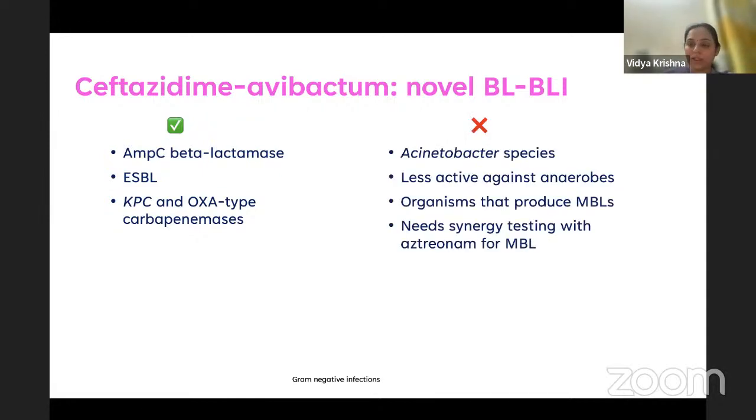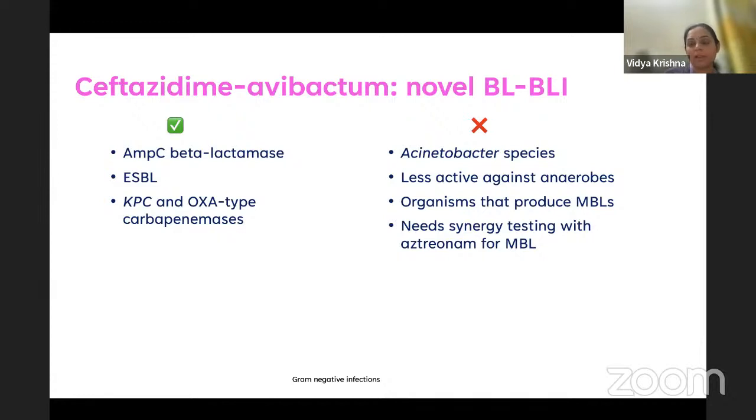It doesn't have action against Acinetobacter. It doesn't have action against anaerobes, so you have to give added cover. And it doesn't have action by itself on metallo-beta-lactamases, so you will have to combine it with aztreonam. In ceftazidime avibactam plus aztreonam, the avibactam will take care of all your ESBLs and all that. Aztreonam, as I said, does not have action against ESBLs, but it will cover your MBL. So that is how that drug is used.